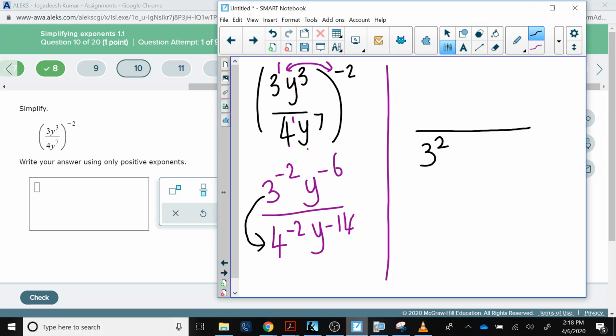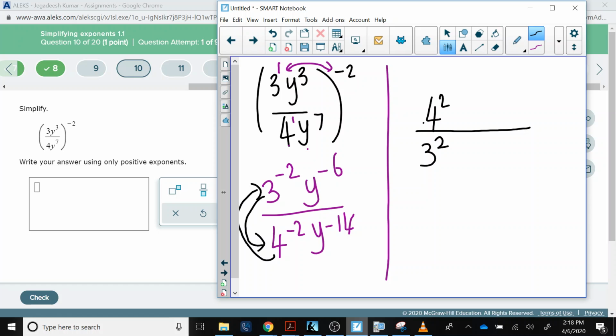I can do the same thing here. I can bring the 4 to the negative 2 to the top. It becomes 4 squared. So remember, switching from numerator to denominator, or from the denominator to the numerator, the sign of the power of an exponent changes. If it's positive and you're switching to the denominator from the numerator, the sign will become negative. If it's negative, the sign will become positive.